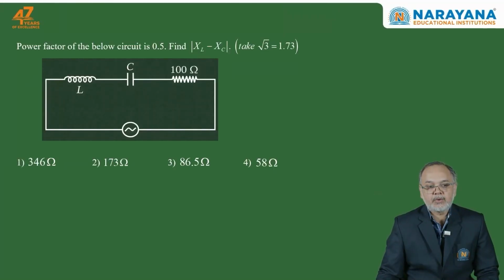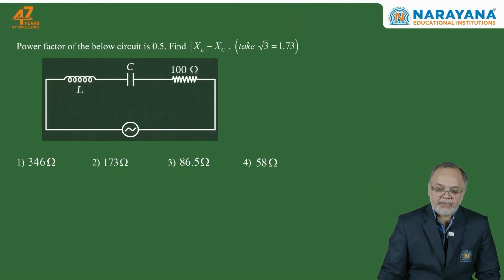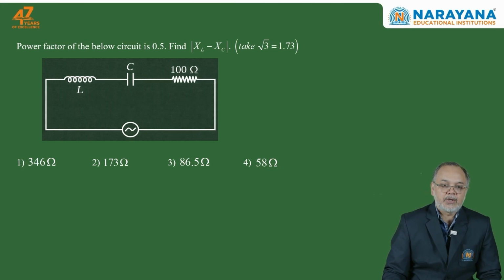We'll discuss some more questions of today's first test paper. You can see the question is from the AC circuit. Power factor of the below circuit is 0.5. Find |XL minus XC|, take root 3 equal to 1.73. Now, as we know, power factor cos phi we can write is equal to R by Z.